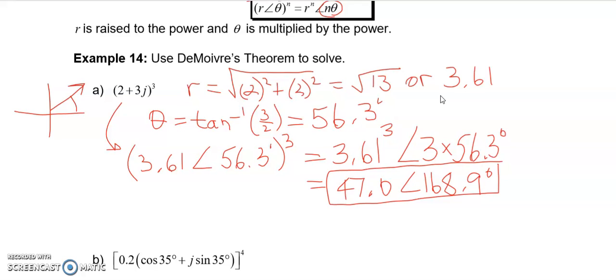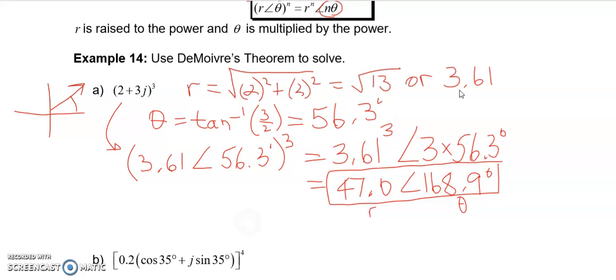And remember how we convert, not exponential, sorry, into rectangular form. Remember how we do that. a is equal to r times the cosine of theta. There's my r, and there's my theta. And b is equal to r times the sine of theta.